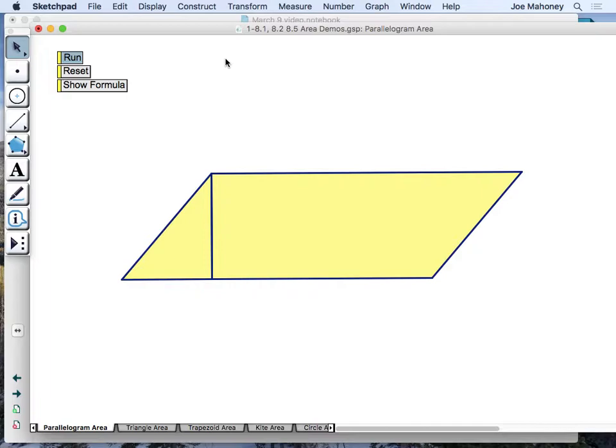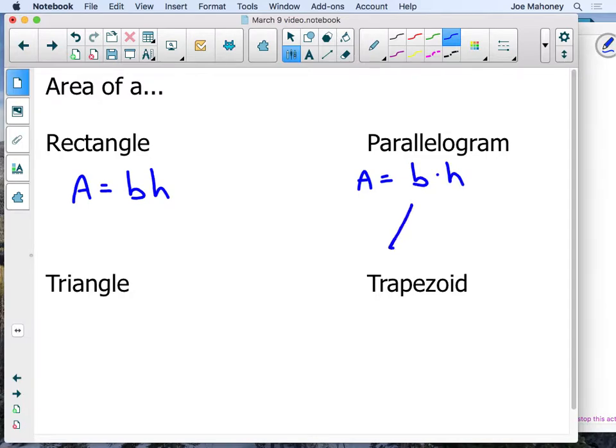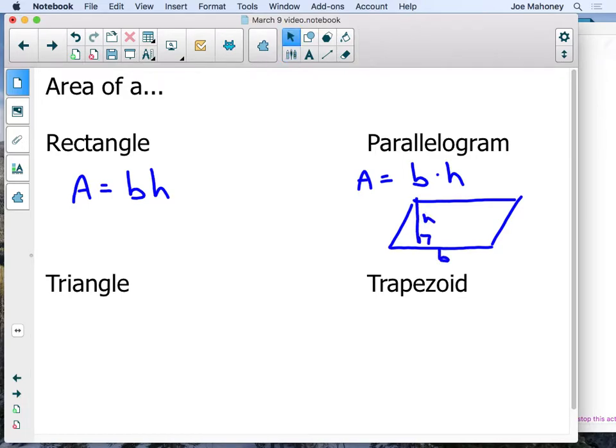The cool thing about a parallelogram is if you make a slice perpendicular to the base, you can then put that piece on the other side of the figure and you can make yourself a rectangle. That's a really cool thing. And that's why the area of a parallelogram is base times height, because we can make it into a rectangle. So I'm going to go back here. I'm going to say the area of a parallelogram is base times height. But again, let's be aware that the height always makes that right angle with the base. So the height is not necessarily a side of the parallelogram.